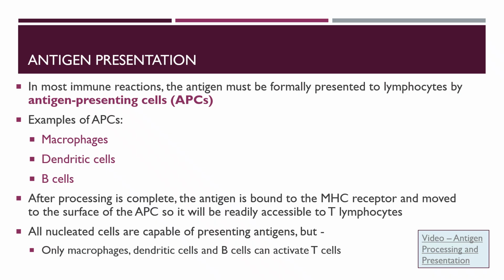So that same idea that I was talking about before: when a cell processes or ingests that particular antigen, it's going to strip its MHC receptor off because it doesn't match the MHC receptors that are in the body, and move it out to the surface of its own cell, which basically tells the T cells that cell has been infected. All nucleated cells are capable of presenting antigens, but only macrophages, dendritic cells, and B cells can activate T cells.